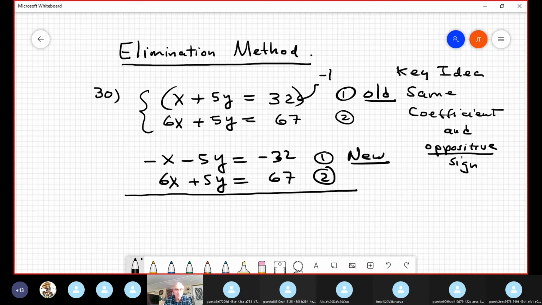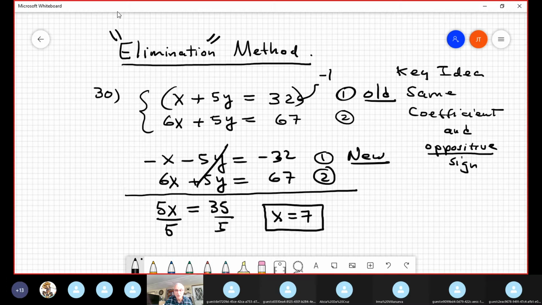And so you combine this as 5x, and this is 0. This is the idea: elimination. Look, I eliminate the y. And the right-hand side, I put in my calculator 67 minus 32. The answer is 35 positive. Finally, divided by 5 both sides. The answer is 7. I love that method. Okay?